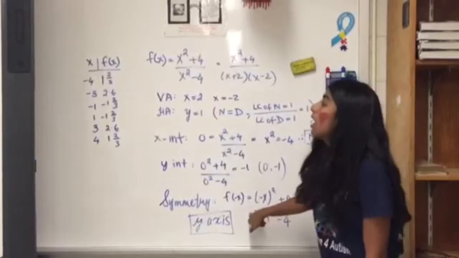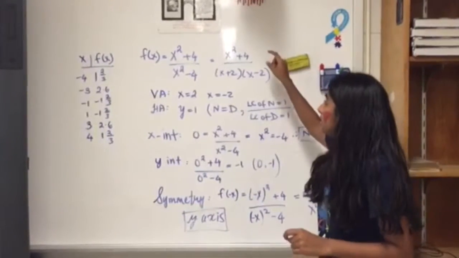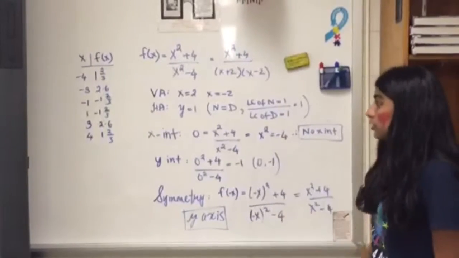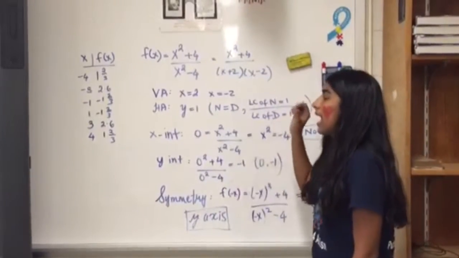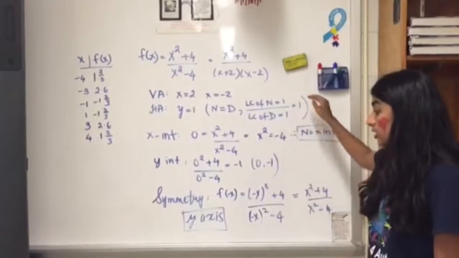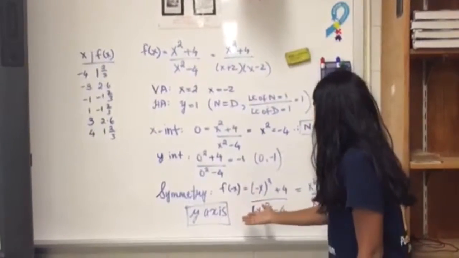And for your symmetry, you look at both x and y. So if you set x to negative x, and if the equation is still the same, you have y-axis symmetry. However, if you were to set x and y to negative x and y, and you get the same equation, that would be origin symmetry. However, that does not work in this case, so it is only y-axis symmetry.